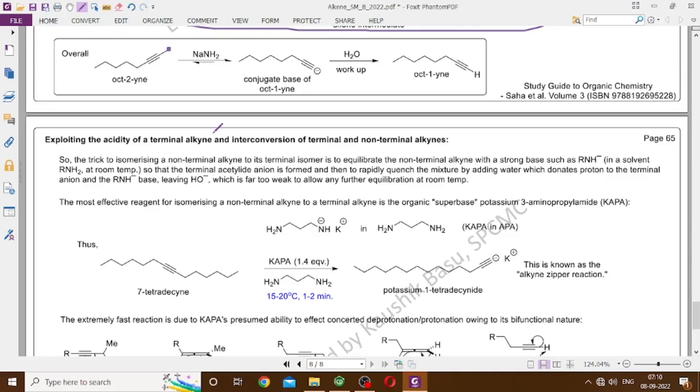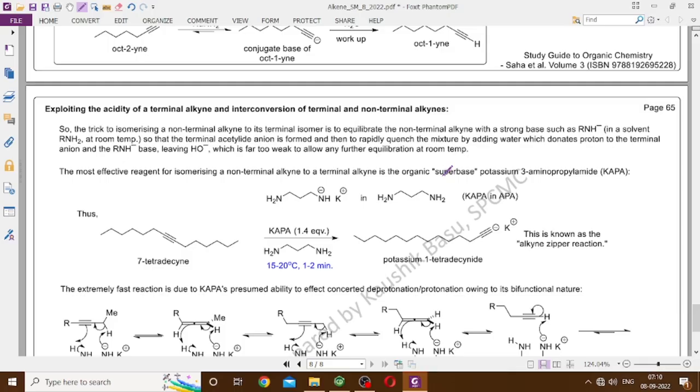So equilibrate the non-terminal alkyne with a very strong base such as an amide base, and these things are done even at room temperature, so that the terminal alkyne anion is formed, which is rapidly quenched by a proton source such as water or acid water.